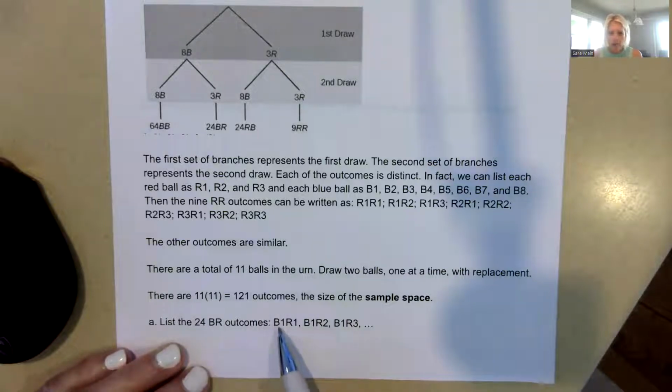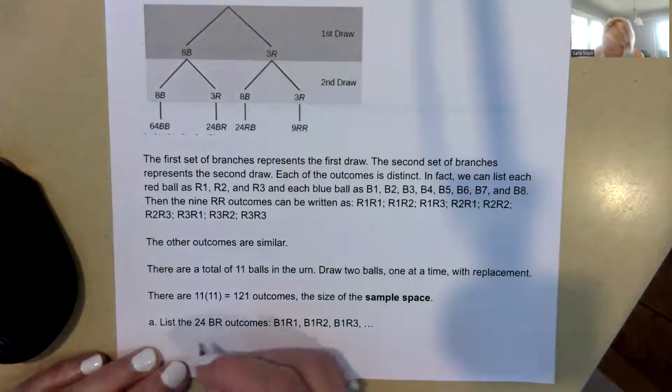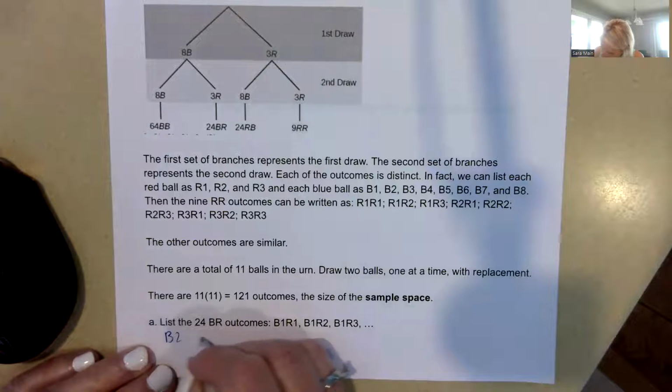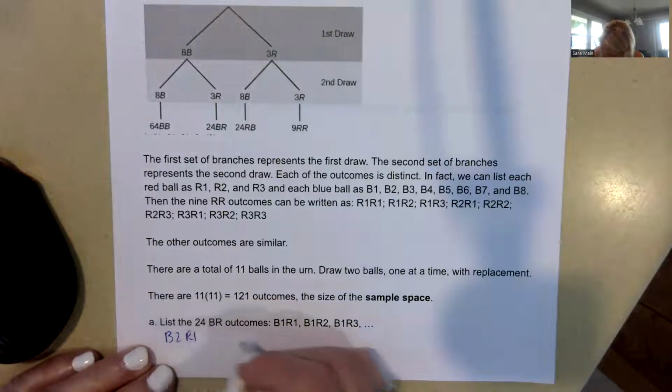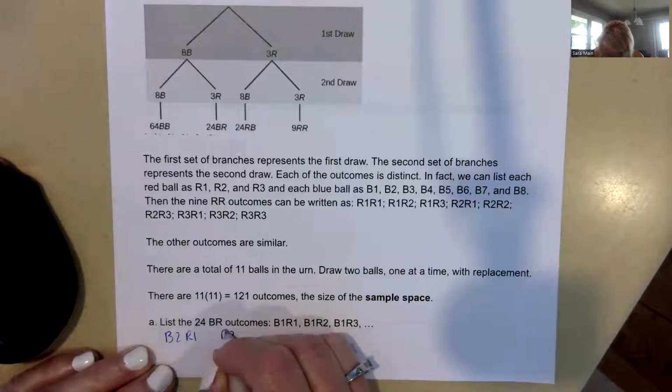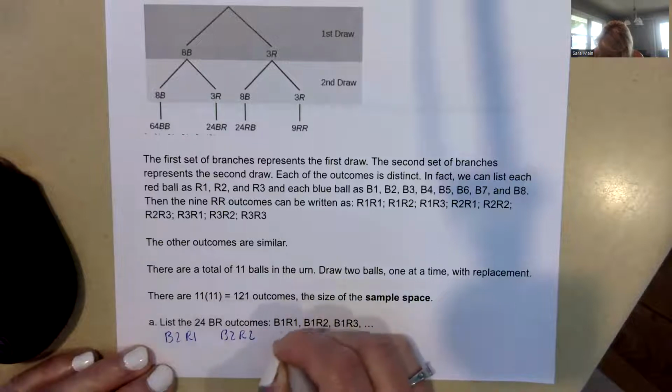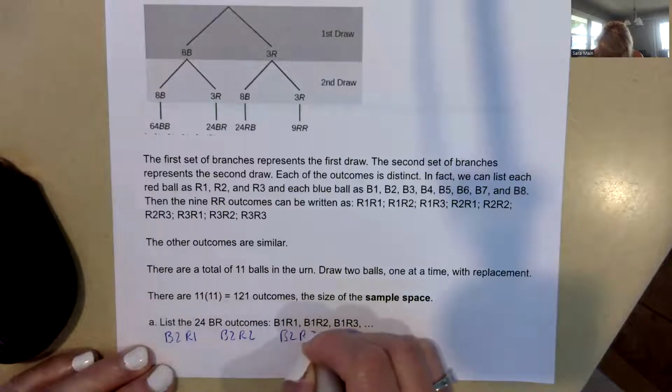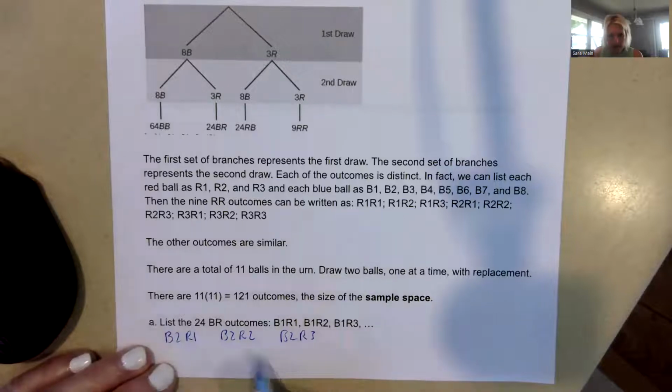So it would be blue 1, red 1, blue 1, red 2, blue 1, red 3. And then it would go blue 2, the first red, blue 2, the second red, blue 2, the third red, all the way through the 8 blues.